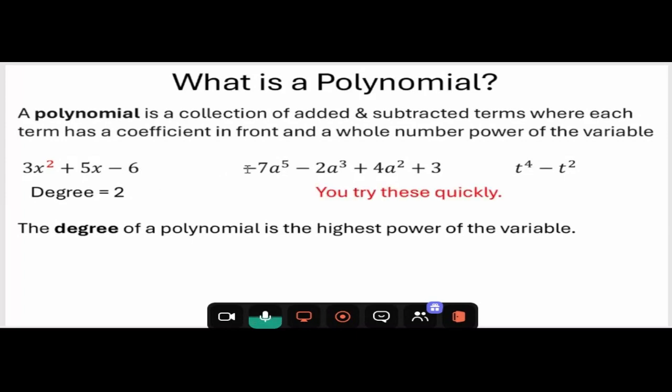I think I said to try these. Let's not bother. Let's just skip through that. So the highest power of a in this equation is 5, so it has a degree of 5. And the highest power of t is a 4, so it has a degree of 4. Again, I should have put one in where I had mixed up the order of the terms, because you're looking for the highest power, which may or may not be the first one that they list for you.